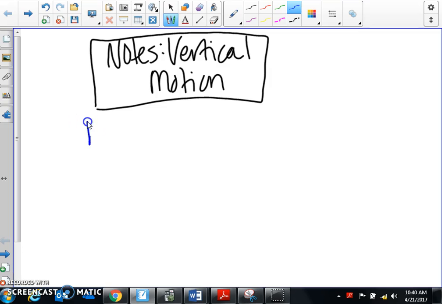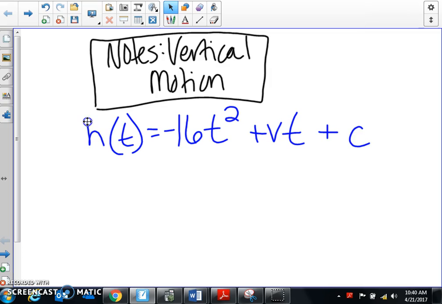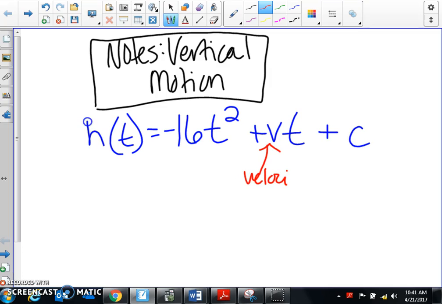So the equation for vertical motion is h of t equals negative 16 t squared plus vt, and then plus the constant is going to be the starting point. So I'm just going to put c for constant starting point. The negative 16 is always going to be negative 16 t squared, and that's because it's the curve of the earth. V is for velocity. And then once again, c is the starting point.